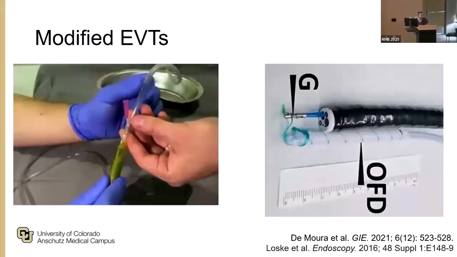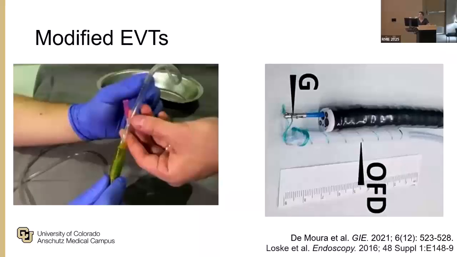So that's the traditional endoluminal vacuum therapy device, but there's been modified EVTs that have been described. The left depicts a modified EVT made by applying first gauze, then antimicrobial drape to a fenestrated NG tube. And on the right is an open pore film drainage in which a NG tube is wrapped in a double layer of open pore drainage film.